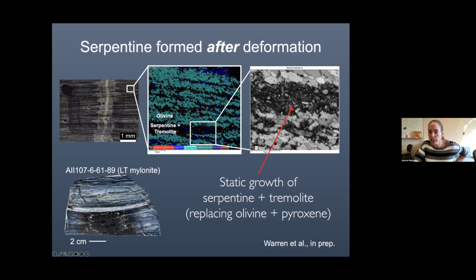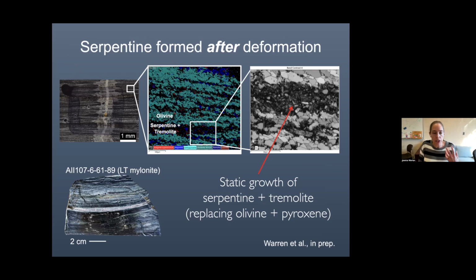And that's because when you look at the textures in here, you're not seeing aligned foliated serpentine that looks like it underwent deformation. Instead, you have a lot of grains going at odd angles to the general foliation, and that is an indication that the serpentine and the tremolite grew later as a static overgrowth and are not recording deformation.